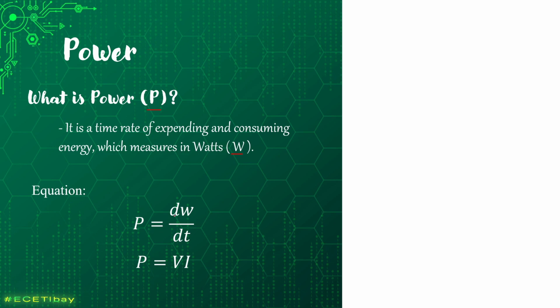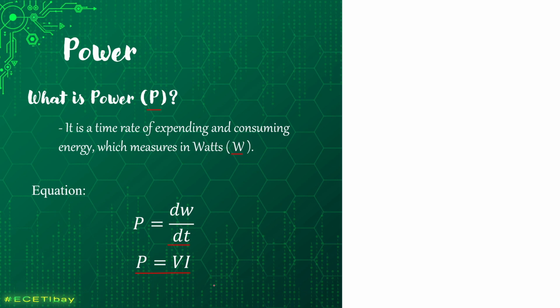So P is equal to the derivative of work with respect to time. To simplify this equation, P is equal to VI. So power is equal to voltage times current. I'm going to give you an example of how to use this formula.